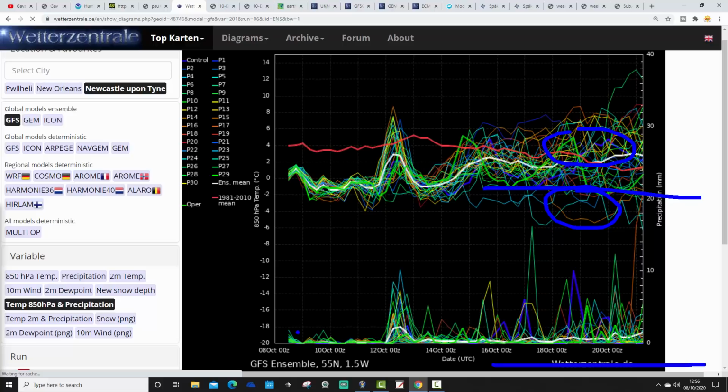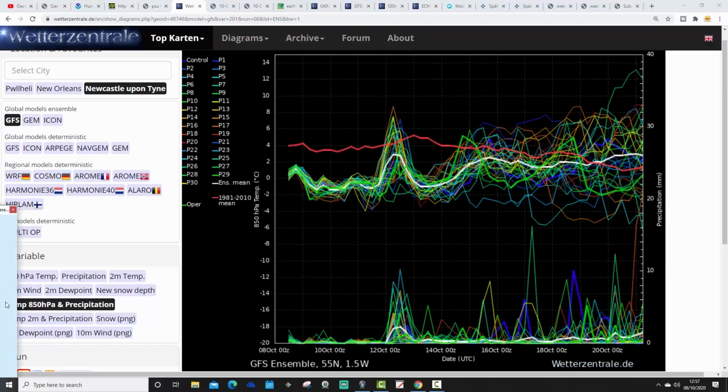Precipitation-wise for Newcastle, not too much in the way of rain coming up through the rest of this week and into the weekend. Next week starts to go more unsettled again. This third week of October could also be looking quite wet. I can show the extent.